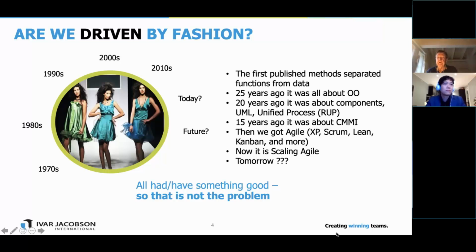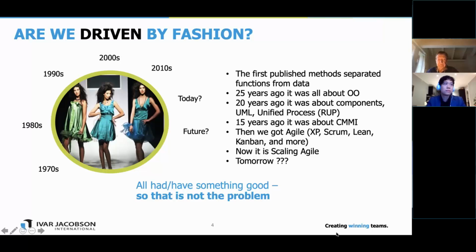That became very popular around 2000. And now it's scaling agile that is popular. Scale to big systems, big organization. And you know one thing, tomorrow there will be something else. And those of us who have been on this trip that I have been, know what it will be tomorrow. I hope you will know it too soon.